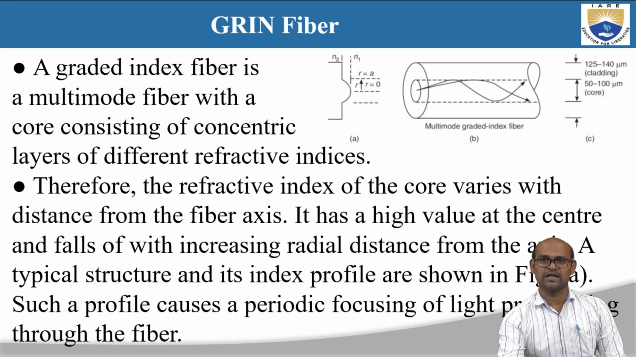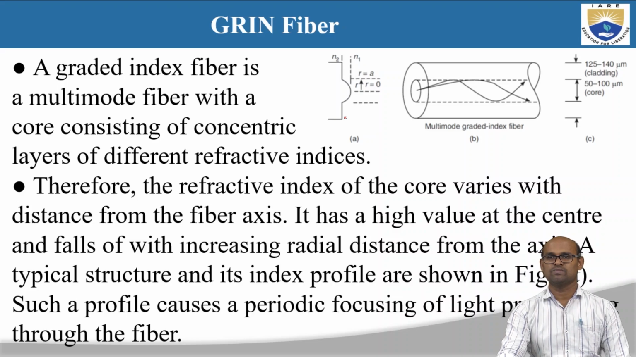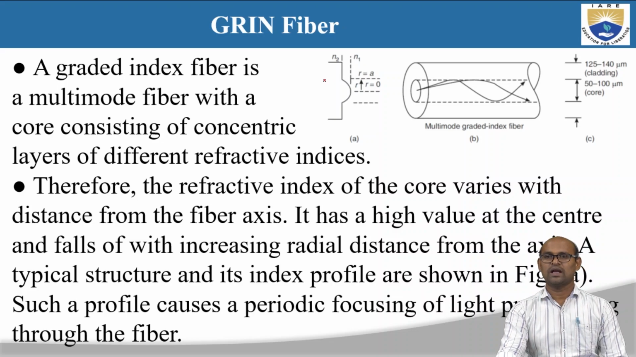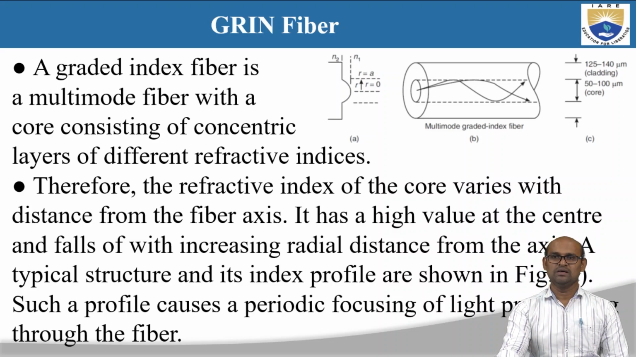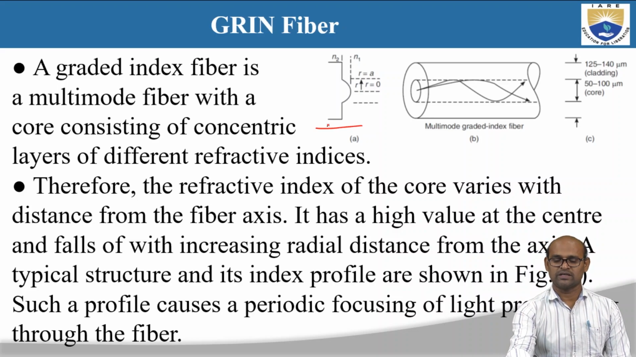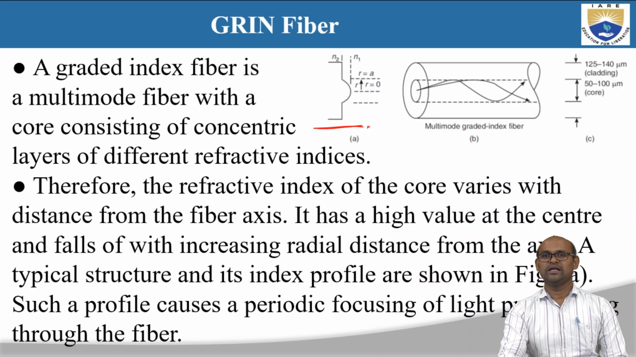Whenever we say graded index fiber, the refractive index profile of the core is not constant. It is maximum along the axis of the fiber, and it smoothly decreases towards the core cladding boundary, and it matches the refractive index of the cladding at the core cladding boundary. But the refractive index of the cladding is constant in a graded index fiber. Very good.